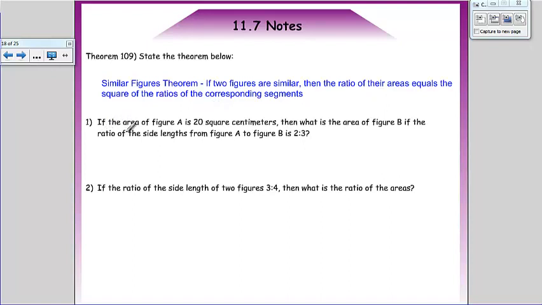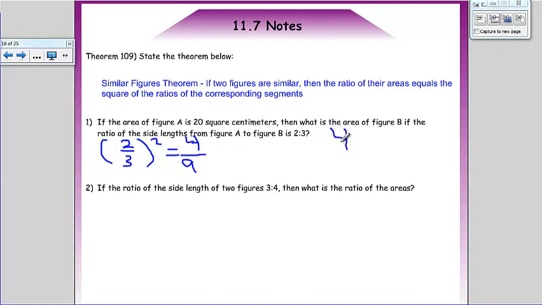So here's some example questions. If the area of figure A is 20, what is the area of figure B if the ratio of the sides from A to B is 2 to 3? So if a side ratio is 2 to 3, that means the area's ratio is not 2 to 3, but is in fact the square of that. The areas must be in a ratio of 4 to 9. That will help us create a proportion to solve.